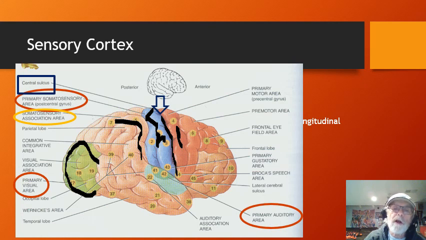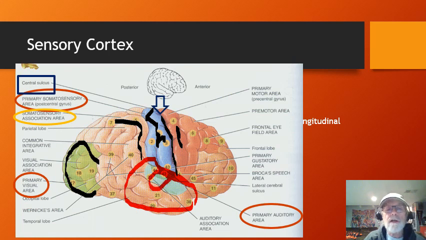Here's the primary auditory area. Makes sense, because if I look right here, here's my temporal lobe, and here's my primary auditory area. Where is it?